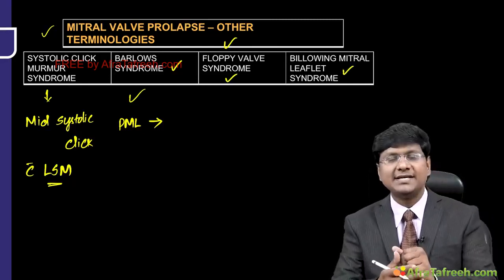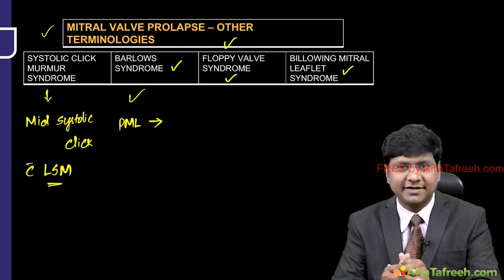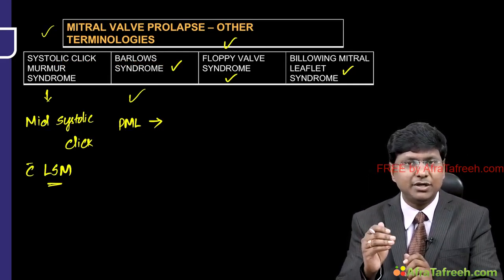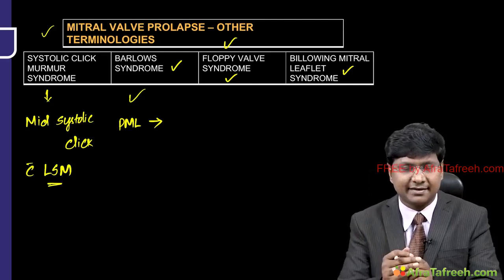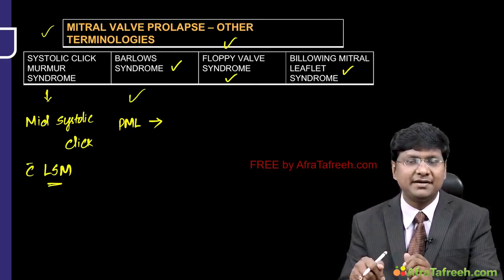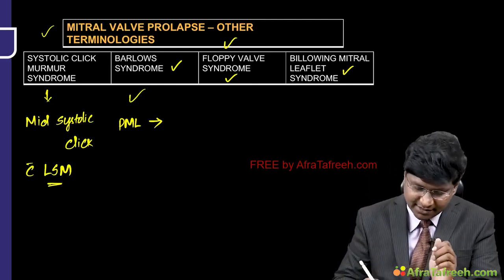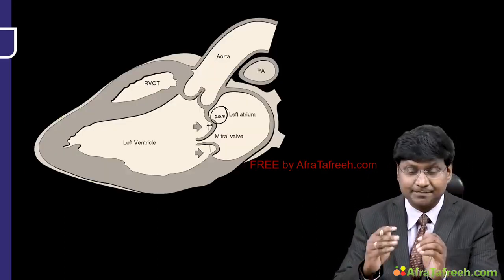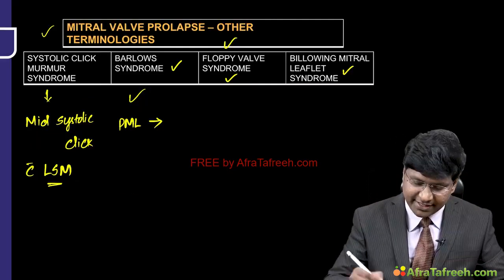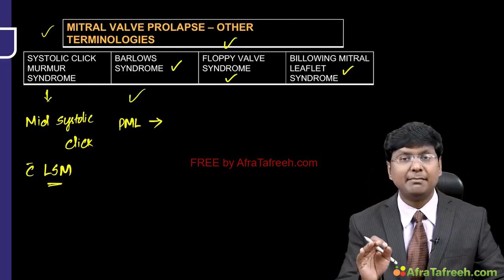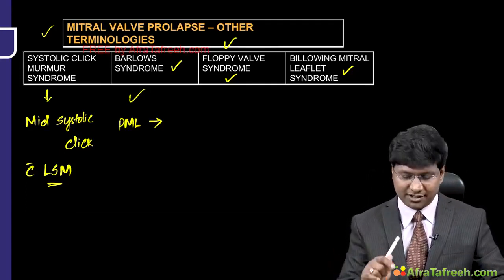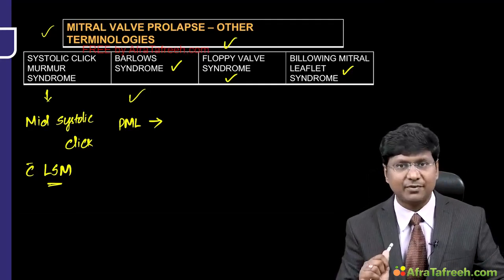Next is, why is it called billowing mitral valve leaflet? If you take the English meaning, the word billowing means something floating in the air. Now, what is happening here? In these patients, the mitral valve leaflets are like floating in the left atrium. That is the reason why it is called the billowing mitral valve leaflet syndrome. So these are the four important terminologies given for mitral valve prolapse.